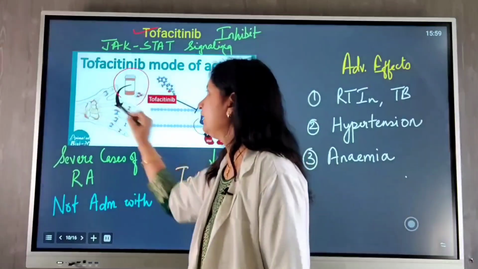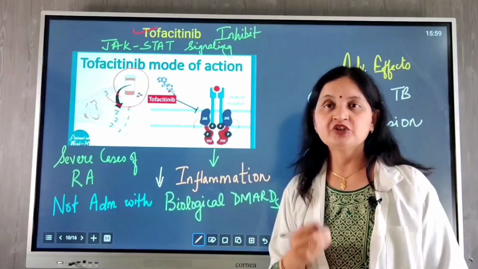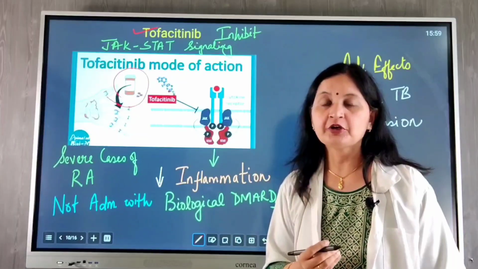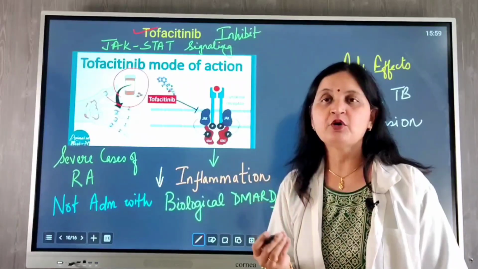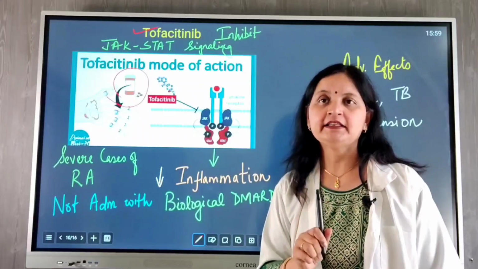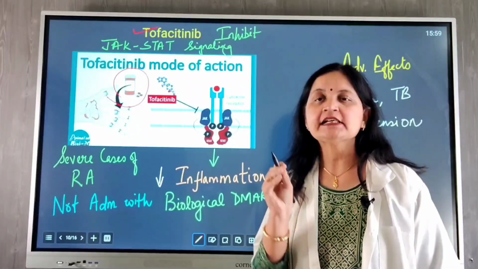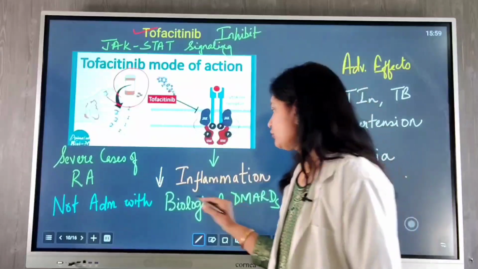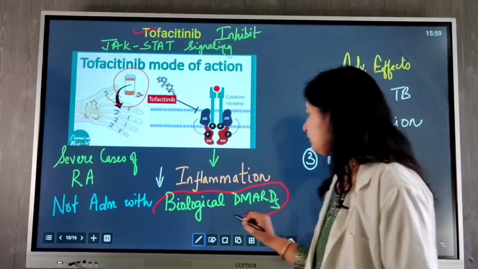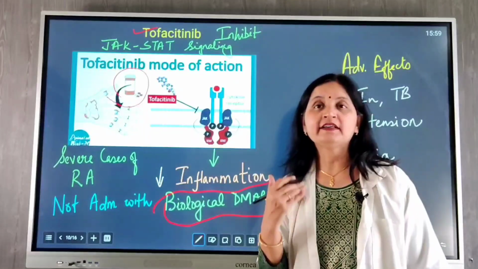As we can see here, the oral tablets of tofacitinib is available, which can treat severe cases of rheumatoid arthritis which does not respond to methotrexate and other drugs. But to be kept in mind that tofacitinib is not combined with biologic DMARDs. So not combined with biological disease-modifying anti-rheumatic drugs.